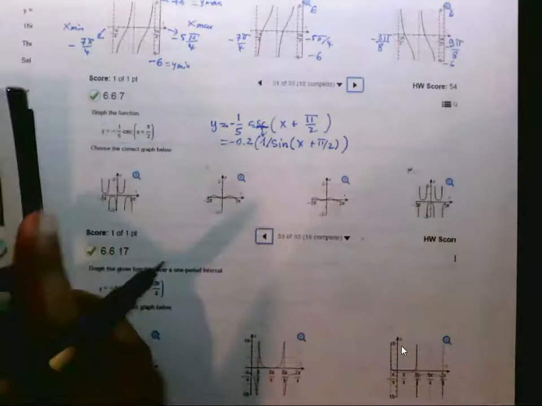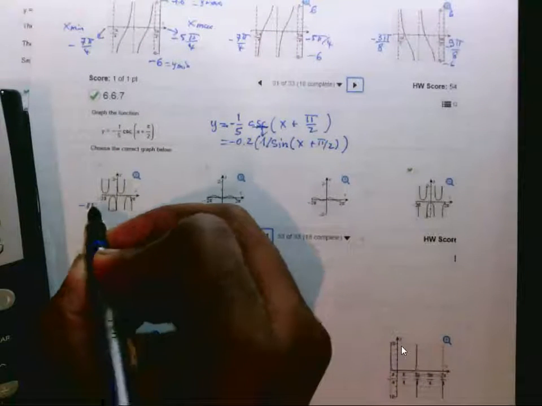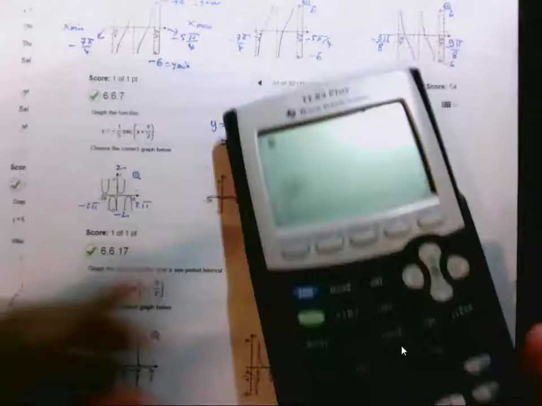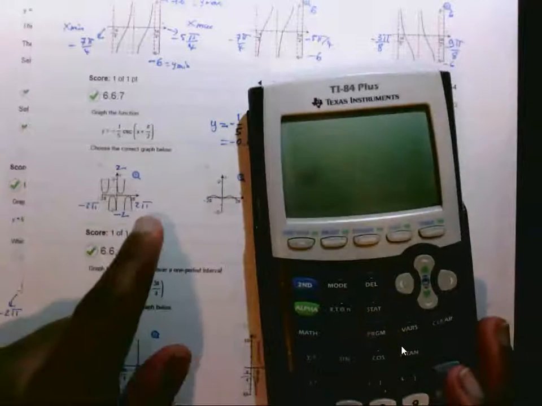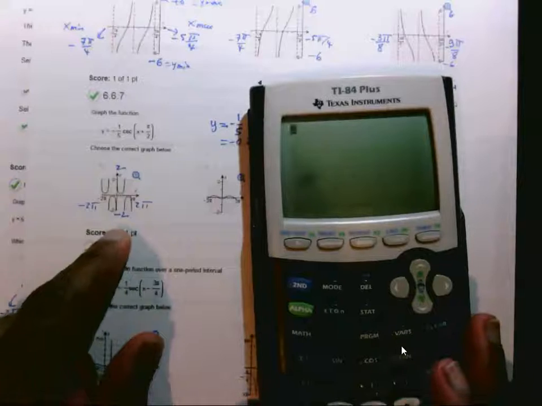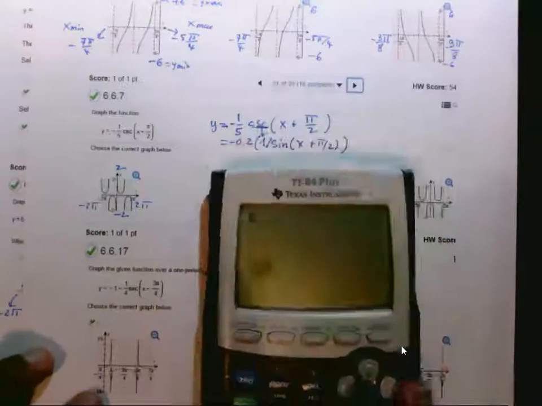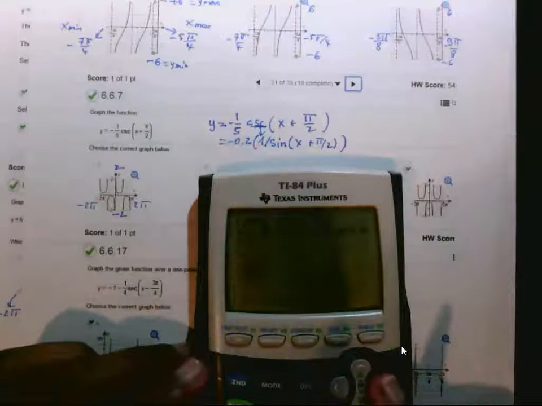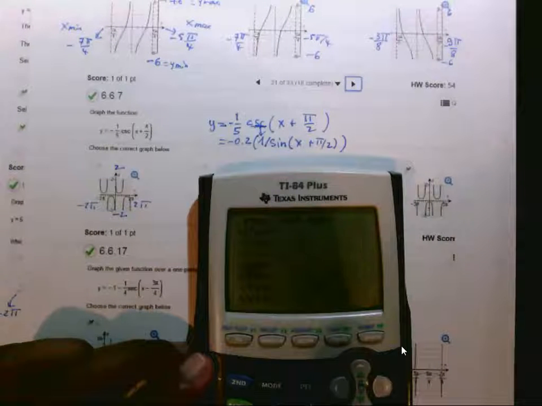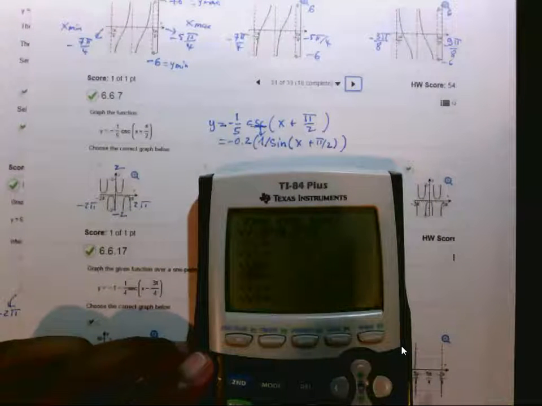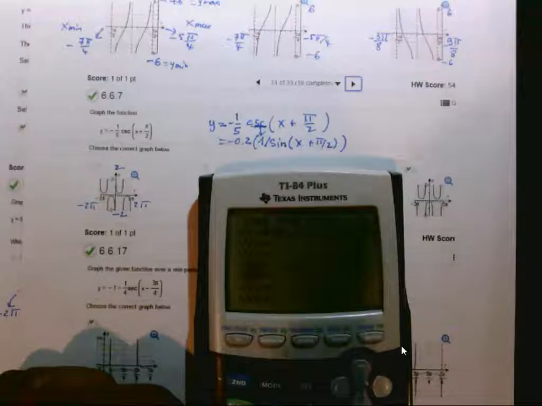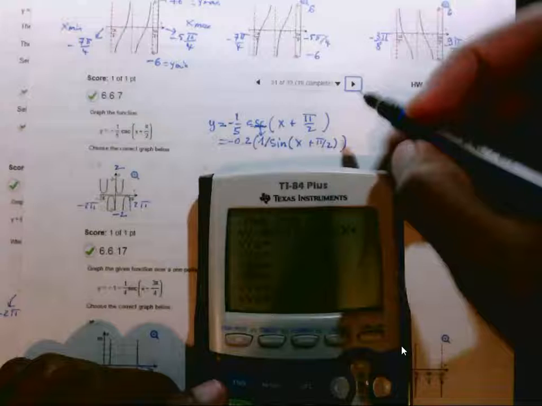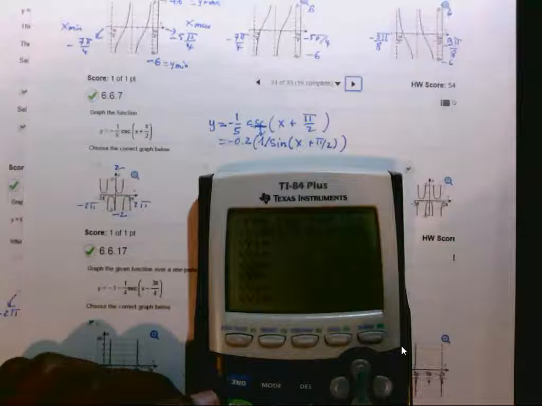And also the x min is negative 2 pi, x max 2 pi, y min negative 2, y max is 2, and I copy this one in here and I'll graph it. So y equals, I clear everything that I've done so far, negative 0.2 parenthesis 1 divided by sine of x plus pi divided by 2, which I can write as 0.5 pi.